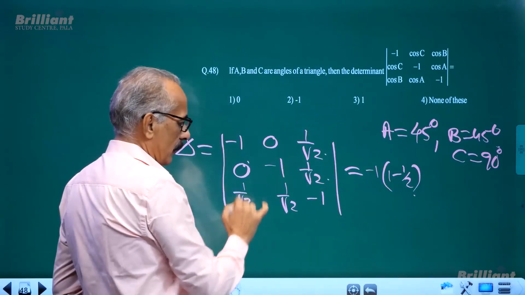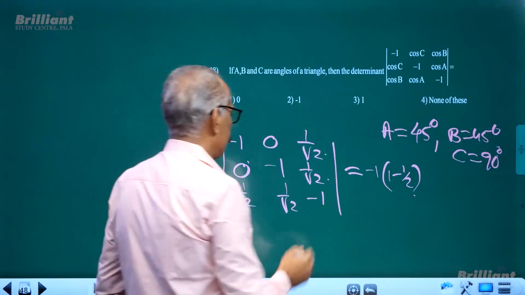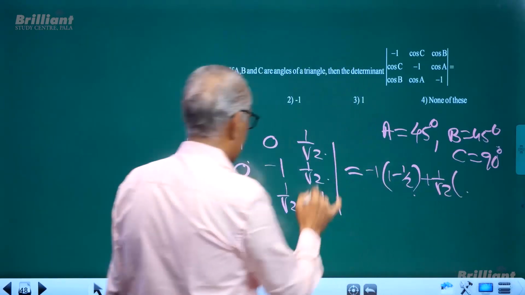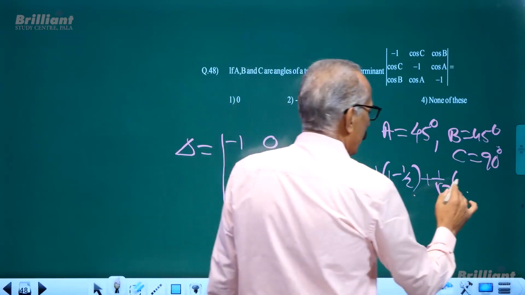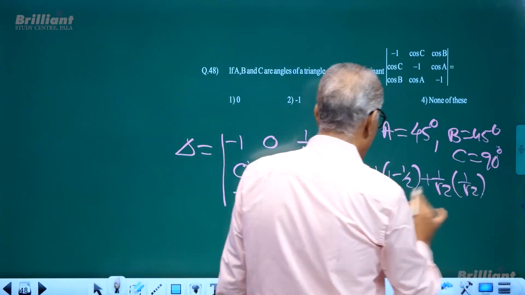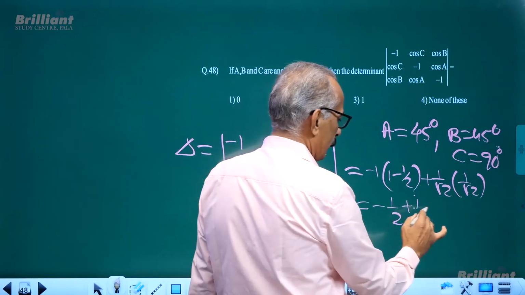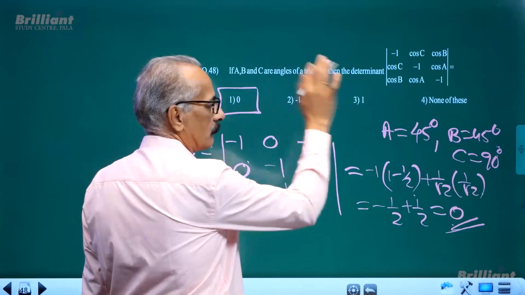Look, minus 1 into minus 1, minus 1 by root 2 into 1 by root 2, minus 1 by 2. 0. Next will become plus 1 by root 2 into 0 minus 1 by root 2. That means minus 1 by root 2. So you have half, this is minus half, plus half. Your answer is 0.